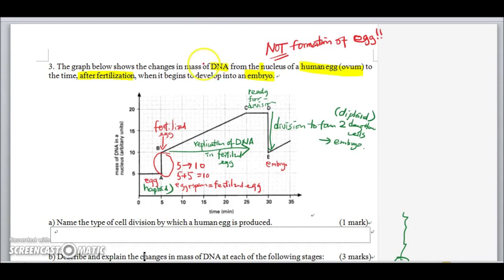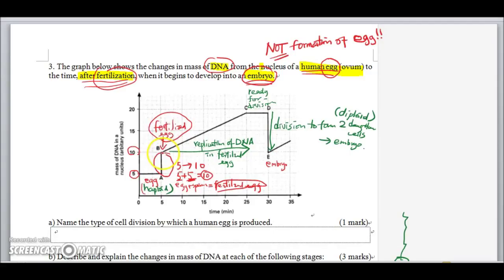Question 3. We talk about the mass of DNA from the nucleus of a human egg to after fertilization and develop into an embryo. So 3 key stages: from egg, after fertilization, that is fertilizing, and then an embryo. 3 key stages. So in the beginning, from 0 to A, it represents an egg, which is a haploid cell. And then what happened when you see the changes from 5 unit to 10 unit at B? That is, almost the same amount of DNA is added to the egg. What is the process? Then it must be fertilization. 5 units from the egg, 5 units from the sperm, and adding up to 10, which form the fertilized egg. So here at B, it is already the fertilized egg.